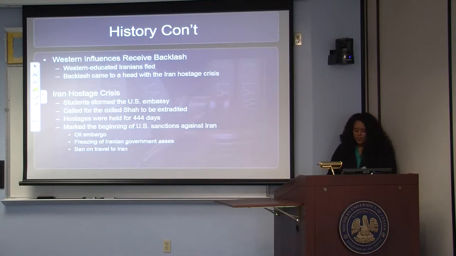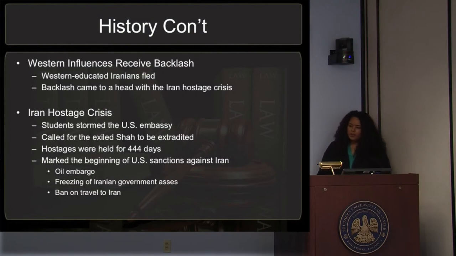The Iranian opposition forces to the Shah held deep anti-U.S. sentiments and started to resist against Western influences in Iran. Western-educated Iranians fled the country to avoid persecution, and the backlash came to a head in November when the Iran hostage crisis occurred.